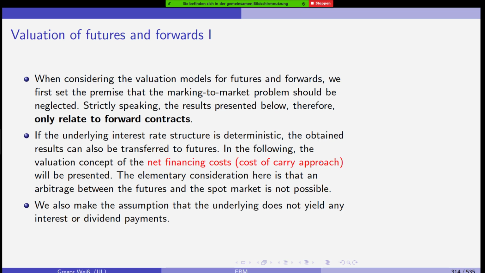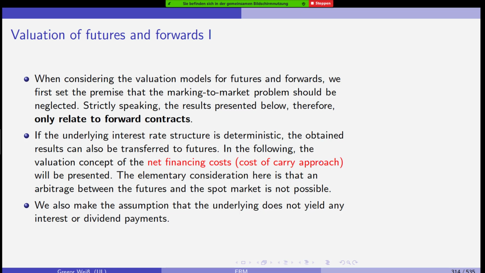Now, how can you value? How can you price a future and a forward contract? So we'll do this for a forward contract. We neglect the interest rate effects and the daily marking to market, but everything else is the same for forwards and future contracts. So if you remember that, yes, you would still have to include interest rate effects, everything that now follows is actually the same for a forward or a future contract.